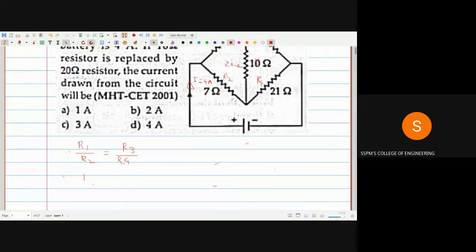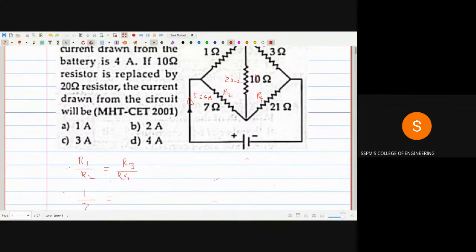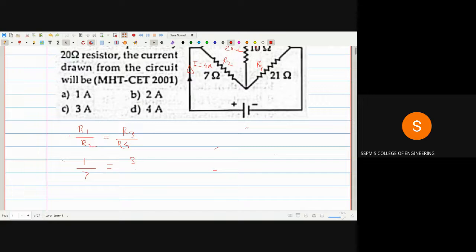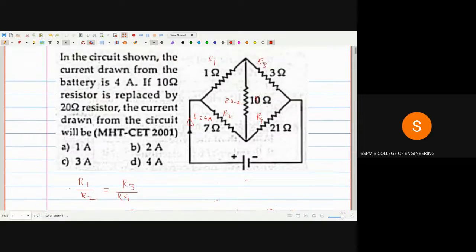R1 is 1 ohm, R2 is 7 ohm, R3 is 3 ohm, and R4 is 21 ohm. Isn't it? You can solve it. You take the cross product, 21 multiplied by 1 is equal to 7 into 3. So this will be 21 is equal to 21. So if the product of LHS and RHS are the same, then we can say the circuit is a balanced circuit. This is a bridge circuit, and the bridge circuit is a balanced circuit.